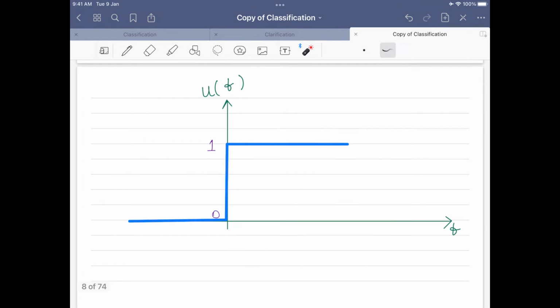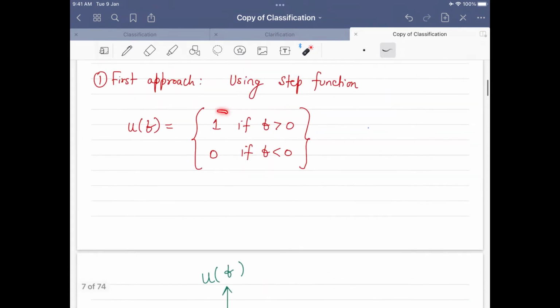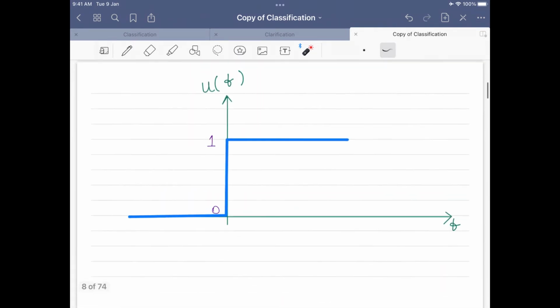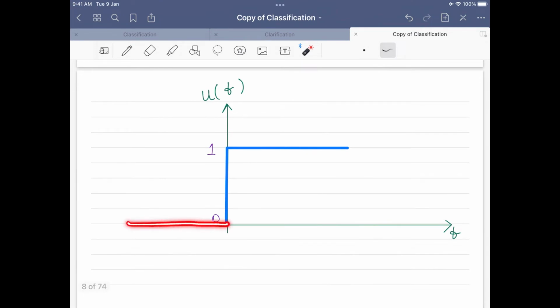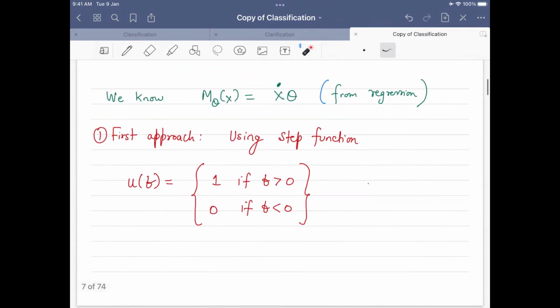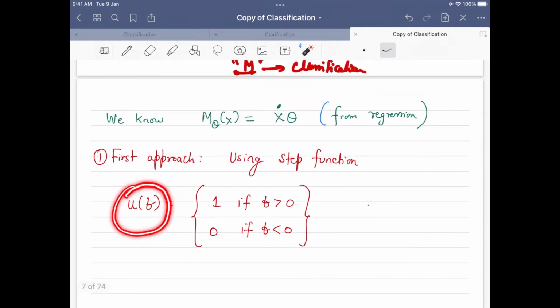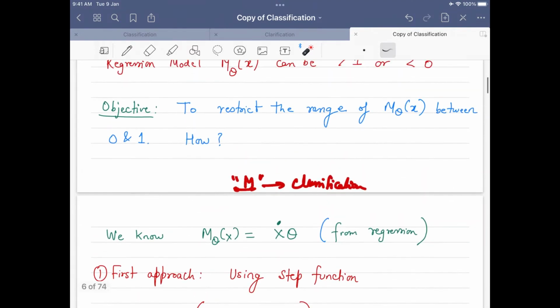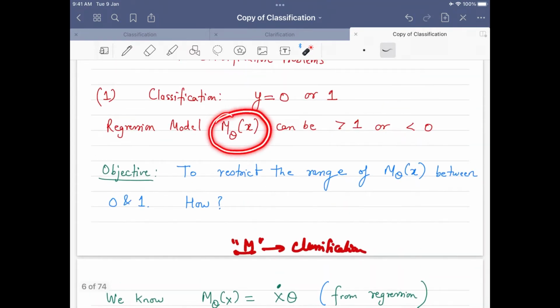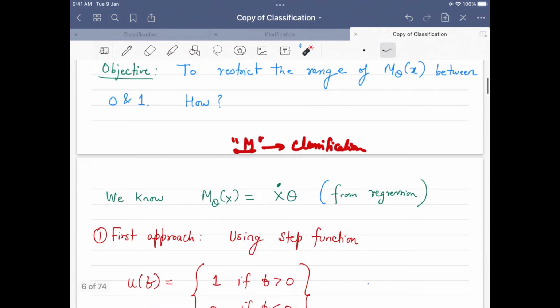You can see the definition which we have written over here, and I am drawing it graphically. All the values which are less than 0 are 0, and all the values which are greater than 0 are 1. So keep this in mind that this is the unit step. Now we want to use this unit step on x theta so that we can actually restrict the range of the model to between 0 and 1, because we know that it goes less than 0 and greater than 1. We want to restrict that.